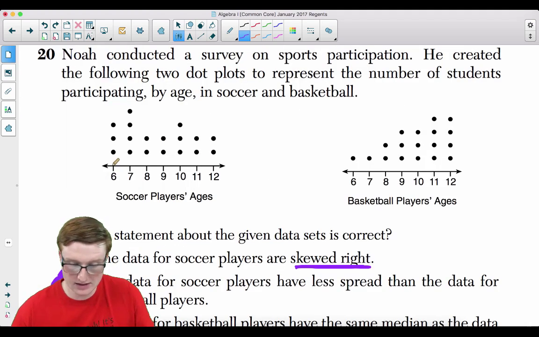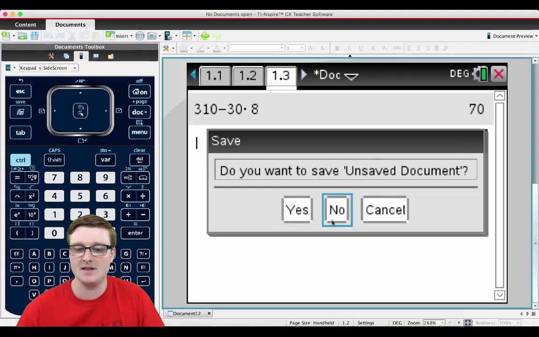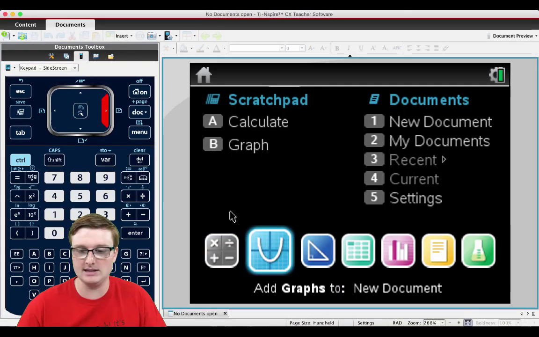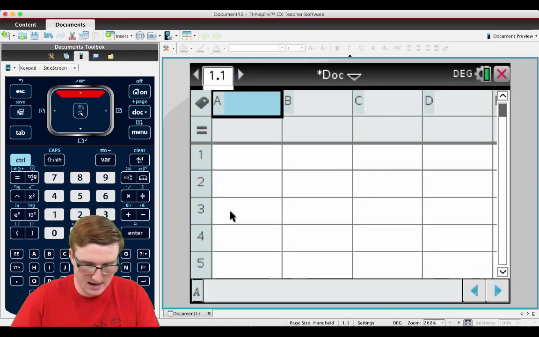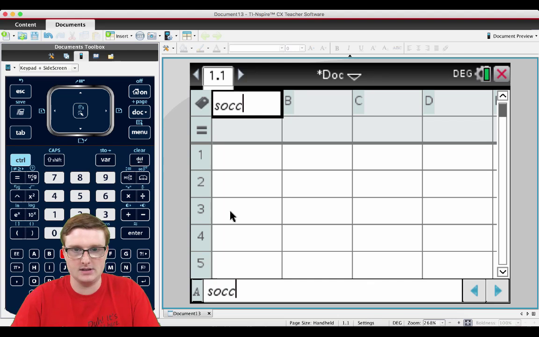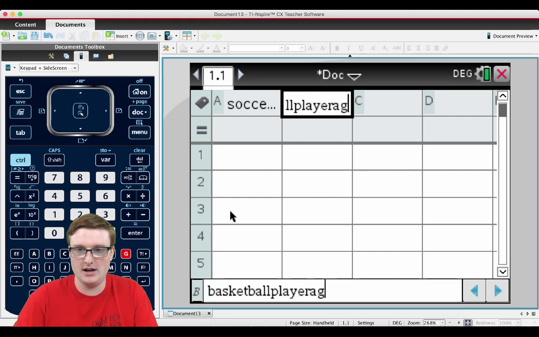Now, this is what we are going to do. I am going to go to my calculator. This is how we do it. We're going to go to our calculator, and I'm going to type up a list and spreadsheet. So go to your list and spreadsheets, and I'm going to type in soccer player ages. And over here, I'm going to do basketball player ages.